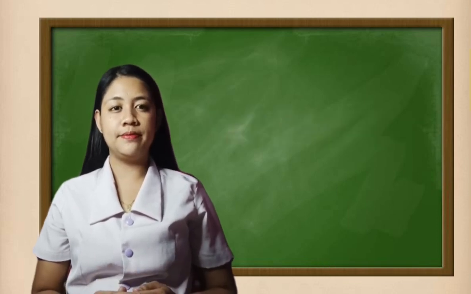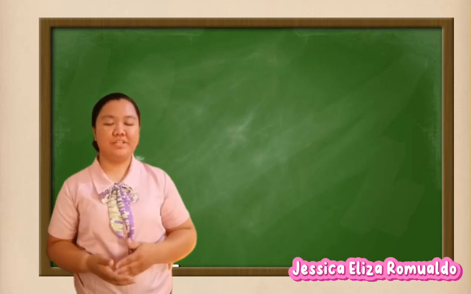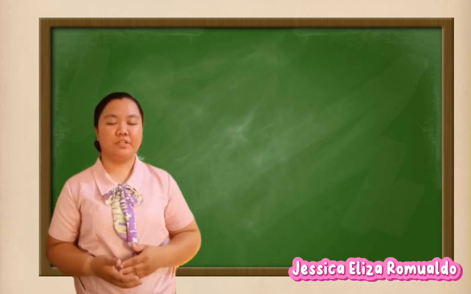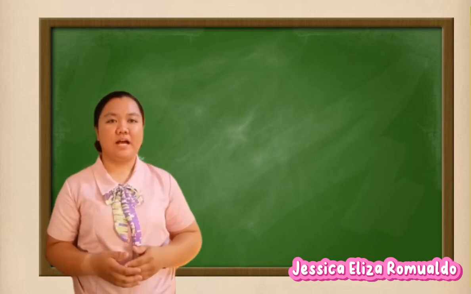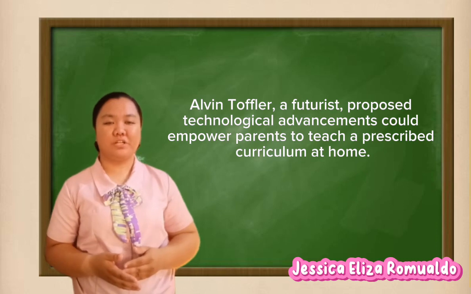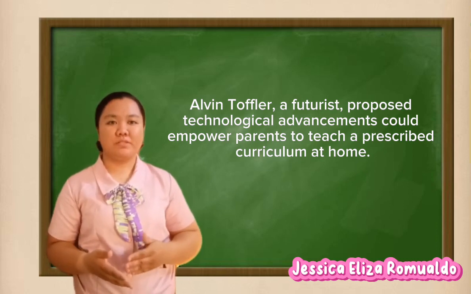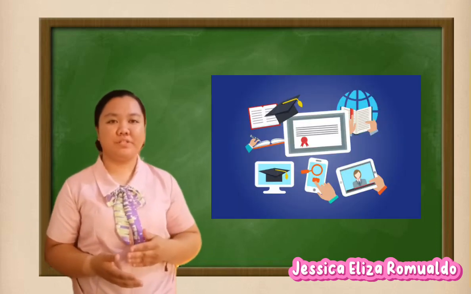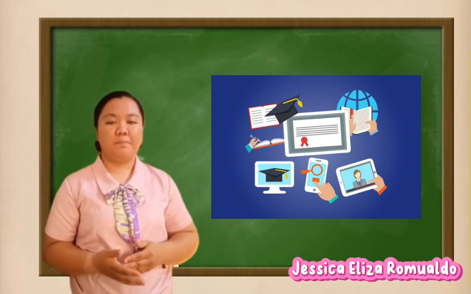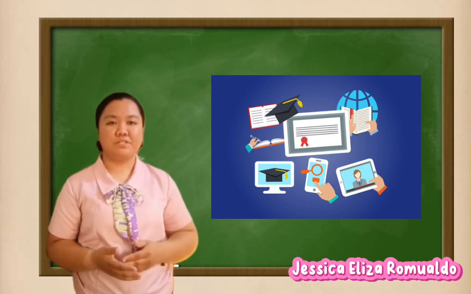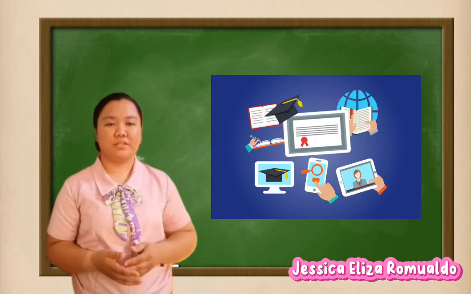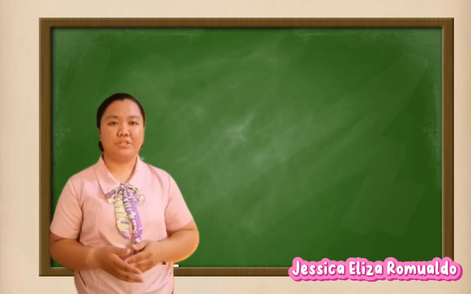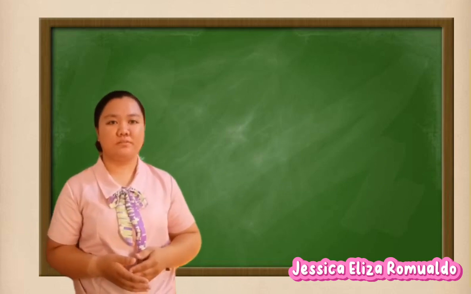Alvin Toffler suggested that in the future, parents might have the resources to teach prescribed curriculum from home, as a result of technology, not in spite of it. Alvin Toffler, a futurist, proposed technological advancement could empower parents to teach prescribed curriculum at home. With the aid of online resources, interactive learning platforms, and digital tools, parents may have the means to educate their children outside the traditional school settings. This idea envisions technology as a facilitator and not a hindrance in a homeschooling process.